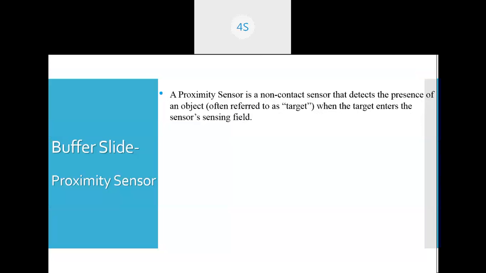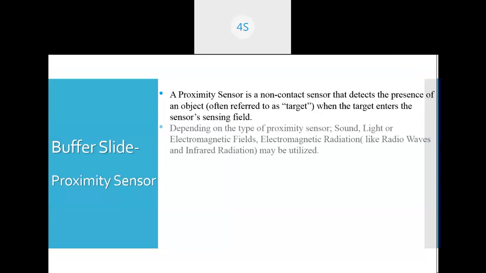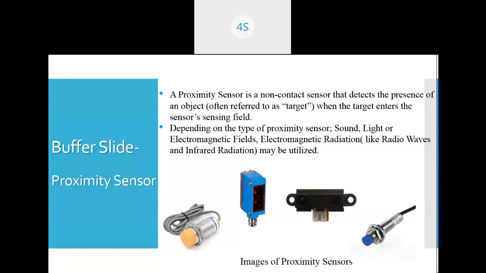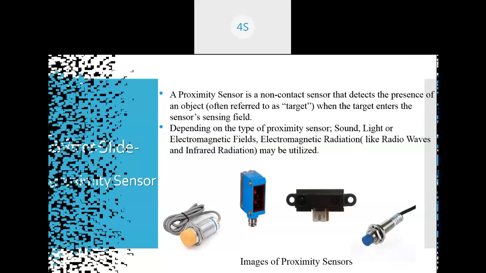So here are some more details on the proximity sensor, which is one of the main uses of an IR sensor. A proximity sensor is a non-contact sensor that detects the presence of an object, often referred to as a target, when the target enters the sensor's sensing field. There are different types of proximity sensors which use different mechanisms, like sound for sonar, light for lidar, or electromagnetic fields. There are also electromagnetic radiations like radio waves for radars and infrared radiation for the IR sensors. So here are some images of the proximity sensors.